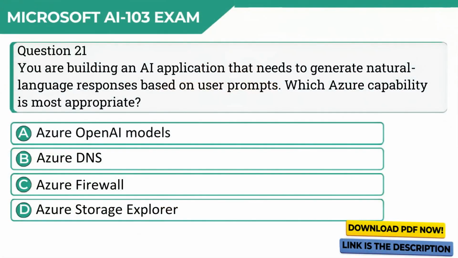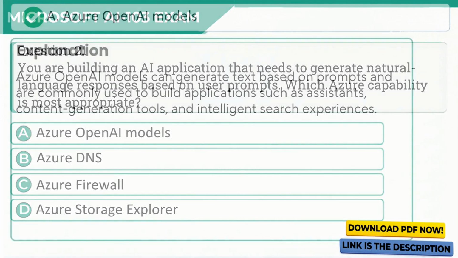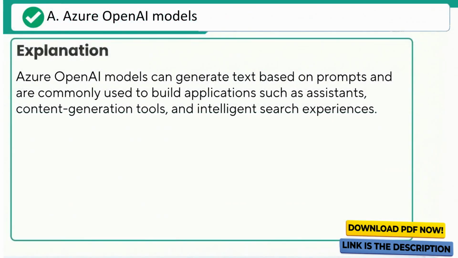Let's continue with question 21. Question 21. You are building an AI application that needs to generate natural language responses based on user prompts. Which Azure capability is most appropriate? A. Azure OpenAI models. B. Azure DNS. C. Azure Firewall. D. Azure Storage Explorer. Correct answer A. Azure OpenAI models. Explanation: Azure OpenAI models can generate text based on prompts and are commonly used to build applications such as assistants, content generation tools, and intelligent search experiences.